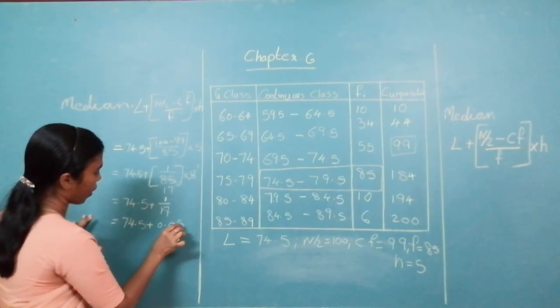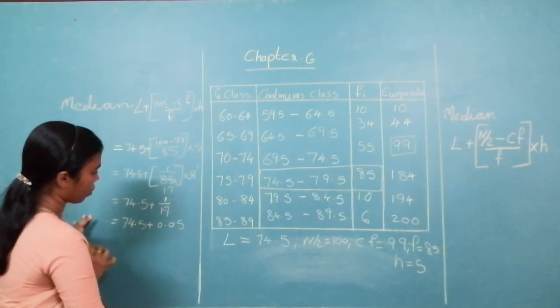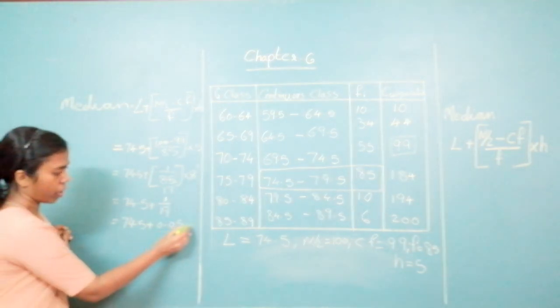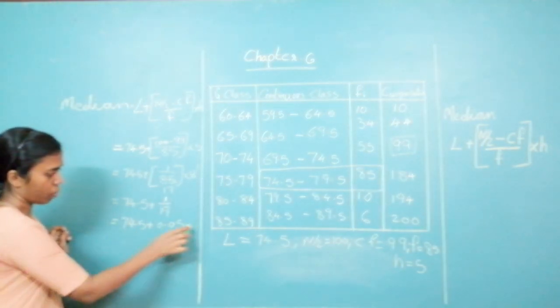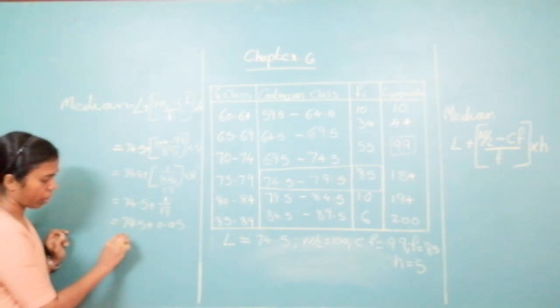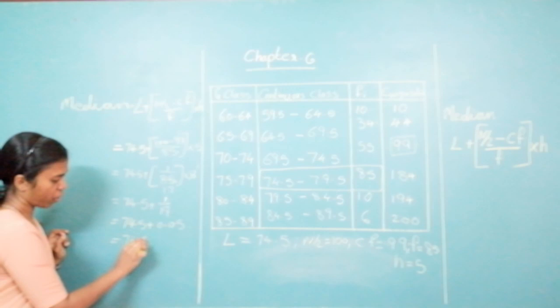You are getting 5. Okay, this is what you will be getting. It will not stop; it will continue over there. You will get some more digits over here. So when you add to this, you will be getting 74.5.